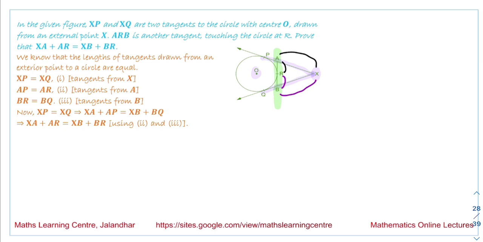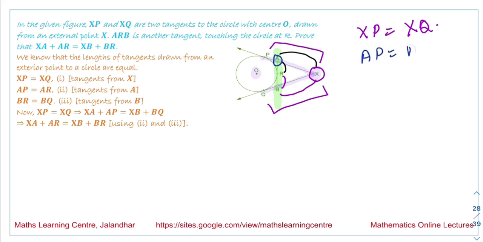So when we are talking about all these tangents, the length of XP is equal to XQ, because X is the external point and two tangents are drawn from this point. Now A is the external point and two tangents are drawn, so AP is equal to AR. And third, B is the external point and two tangents are drawn, so BR is equal to BQ.